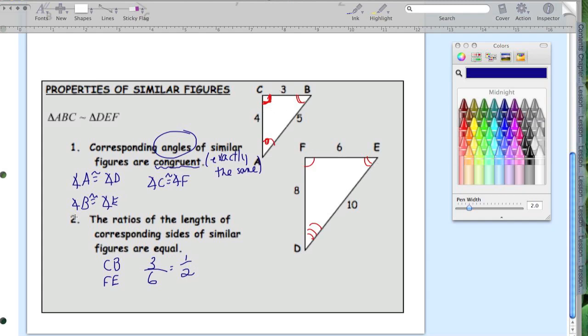What part 2 says is that the ratio of the lengths of corresponding sides of similar figures is equal. So we could pick any other side and we should still get 1/2. Let's do BA. BA is 5, and ED is the corresponding part. It's in the same location, and that's 10. 5 over 10 is just 1/2. So we could choose any of the corresponding side pairs, and we're still going to get the same ratio. What that means is for every 1 unit that this triangle is, this one's double that. It's 1 to 2. So that's the ratio, 1 to 2.